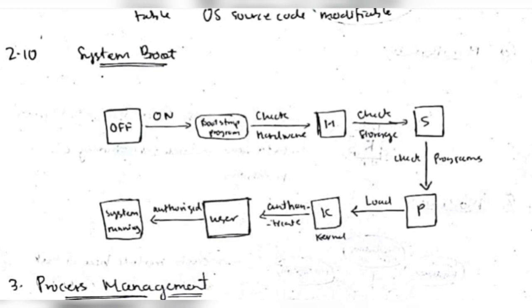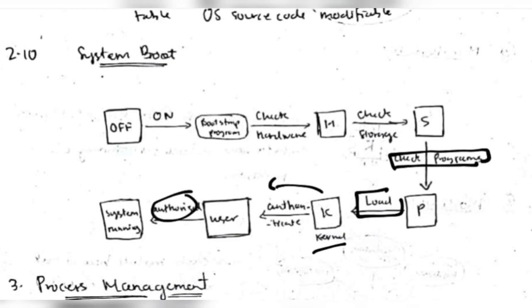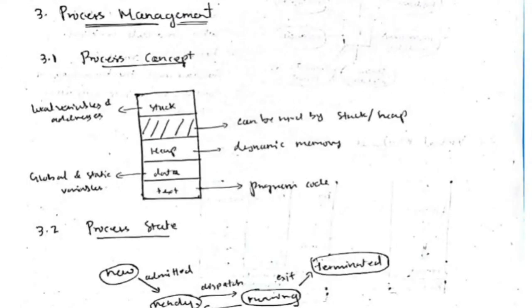When we turn on the system, it runs the bootstrap program. What's a bootstrap program? The bootstrap program checks the hardware and the software of the computer to see if it's working properly or not, okay, before turning on the computer. And the programs which are needed to execute the operating system are loaded in the kernel, and then the kernel authenticates whether the user is authorized to access or not. If the user is authorized to access, at that time the system will be on and the system can be used, okay.